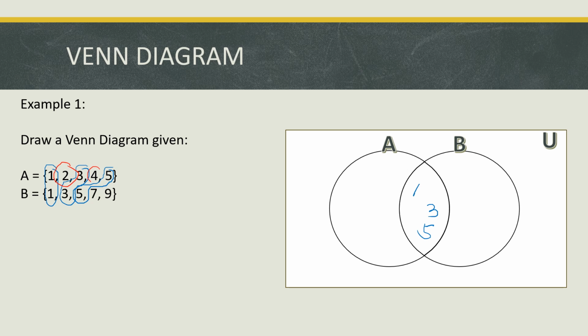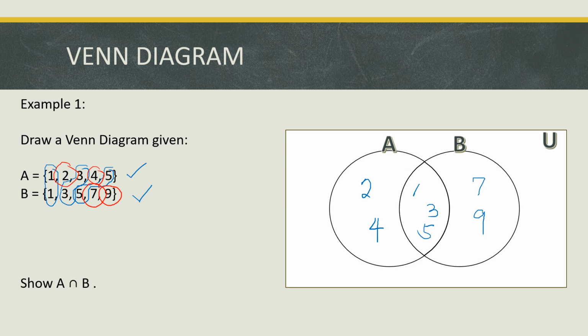elements of set A will be written inside the circle A, where it does not overlap with the circle B. As for the remaining elements of set B, we're going to write them inside set B, where it does not overlap with set A or circle A. And let us check. All of the elements of set A are inside circle A, and all of the elements of set B are inside circle B.